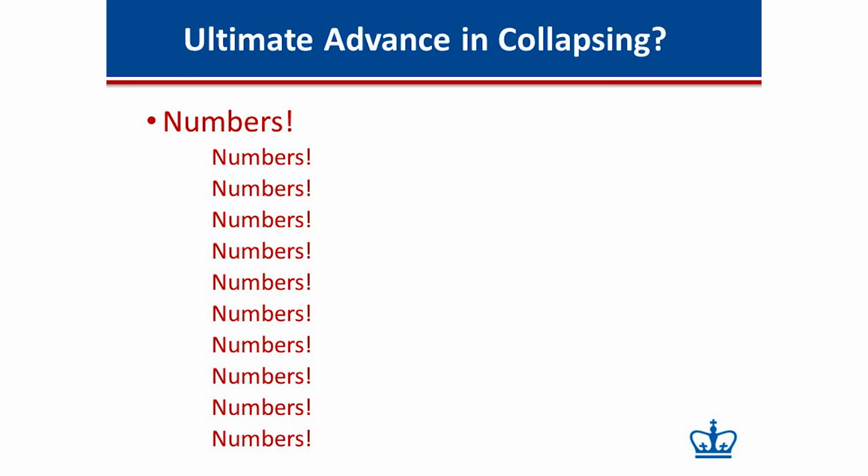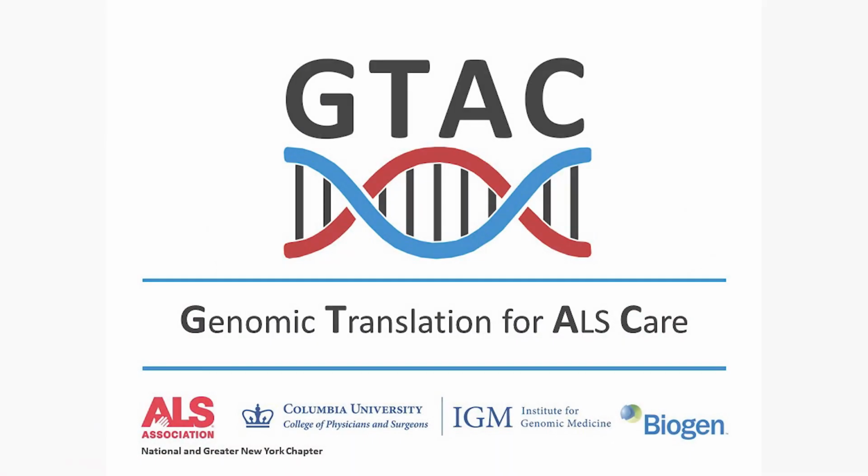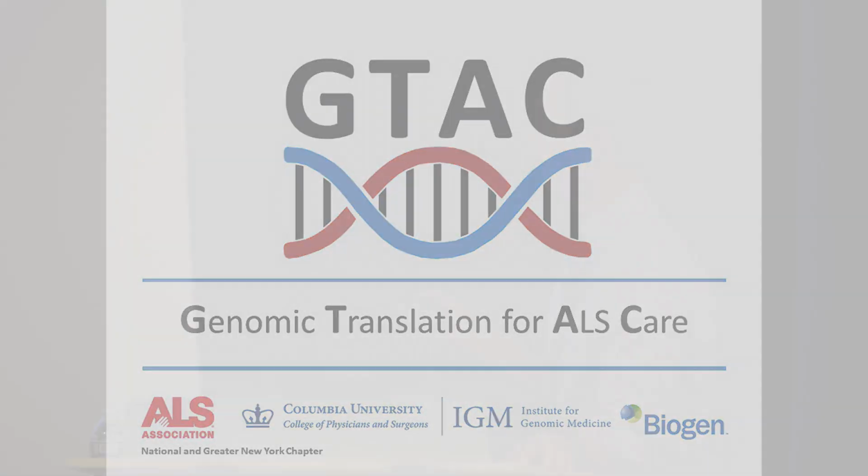Numbers of patients, numbers of samples, number of genomes for us to analyze. All of these big data statistics rely on us having the power to identify small differences between the two groups that are informative. And so the ALS Association, partnering with the drug company Biogen, have funded my project, which is entitled Genomic Translation for ALS Care, or GTAC. For those of you who aren't geneticists, GTAC happen to be the base pairs that make up our DNA.